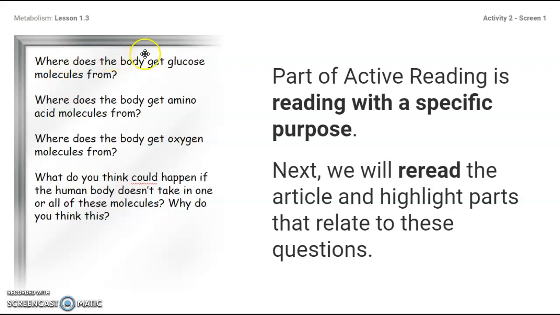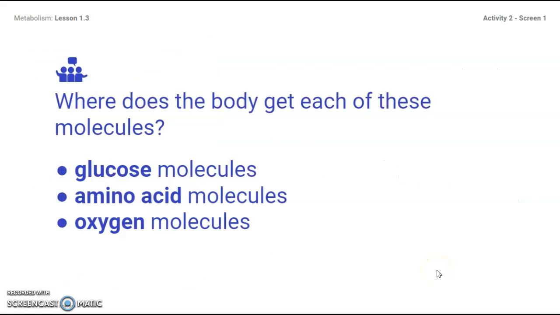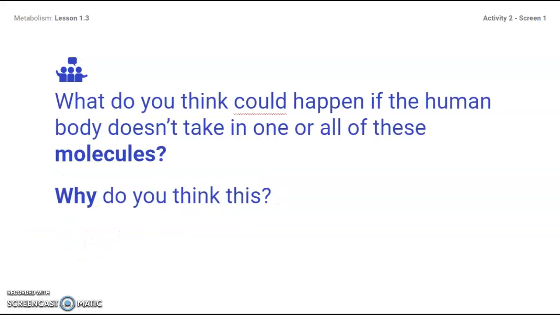One of them is, where does the body get the glucose from? Where does the body get amino acids from? How about oxygen? Where does it get that from? What do you think could happen if the human body doesn't take in one or all of these molecules, and why do you think that is? If you need to, discuss this with one of your group members, or have a quick discussion to see what your answers are. Make sure you also discuss where the body gets glucose molecules, amino acid molecules, and oxygen molecules.